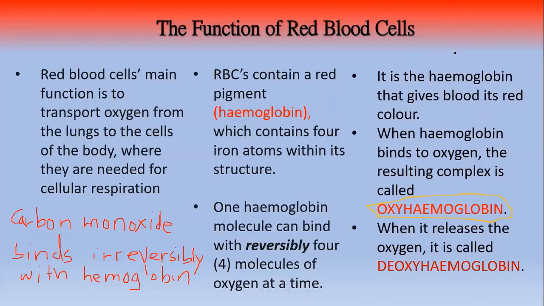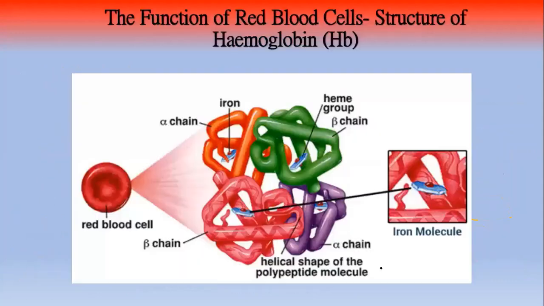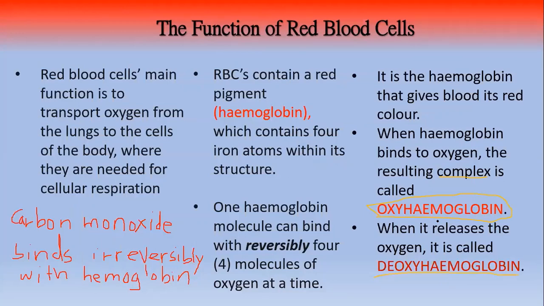So when the oxygen binds with hemoglobin, a complex is formed, and that complex is called oxyhemoglobin. When the oxygen is released at the site of the cells, you get deoxyhemoglobin forming. That's hemoglobin without oxygen. So know the difference between oxyhemoglobin and deoxyhemoglobin. One more thing: oxyhemoglobin is bright red. Deoxyhemoglobin causes the blood to be dark red. So keep that in mind.